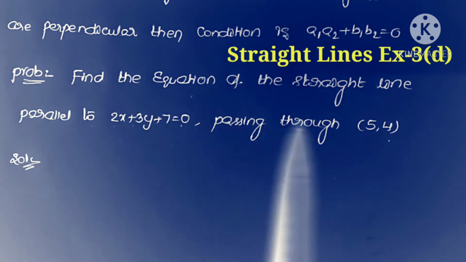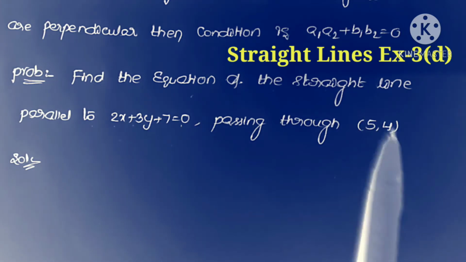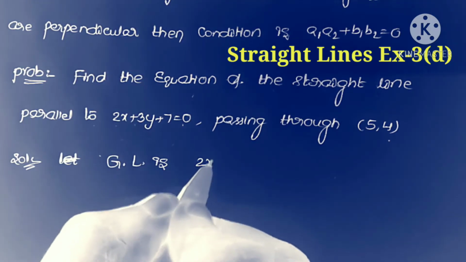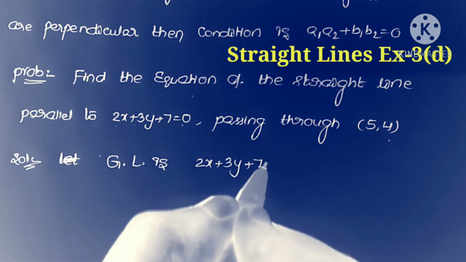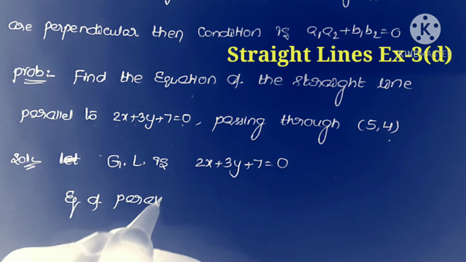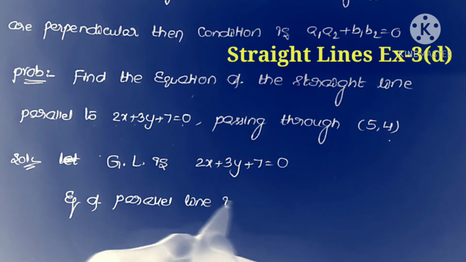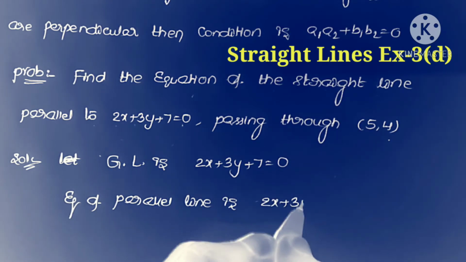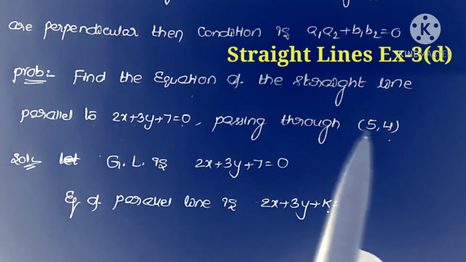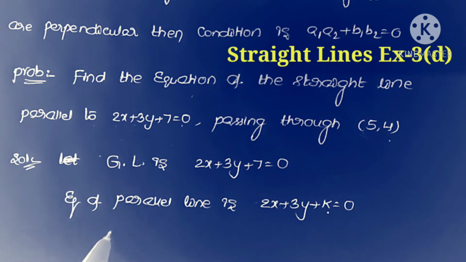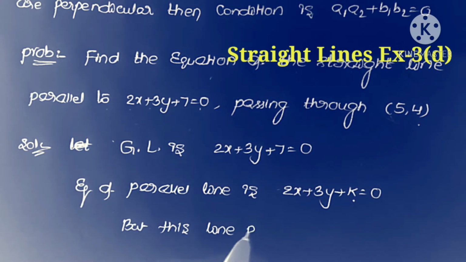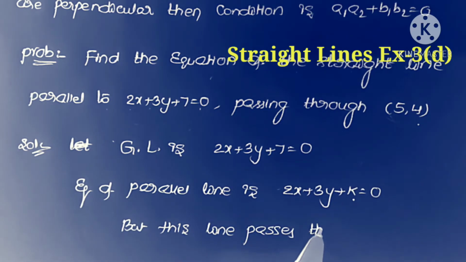Now to find the k value, we substitute the point (5, 4) in that equation. First we write the given line: 2x + 3y + 7 = 0. Next, what is the equation of the parallel line? The equation of the parallel line is taken as 2x + 3y + k = 0. Now it is enough to find the k value. So how do we find that value? Already given that the line passes through the point (5, 4), so we substitute the point (5, 4) in this equation to get the value of k.